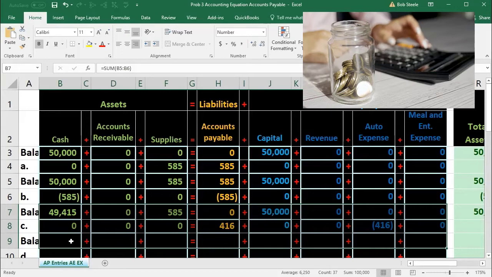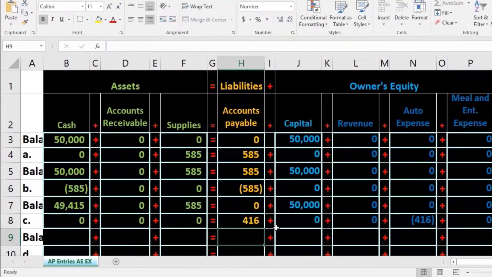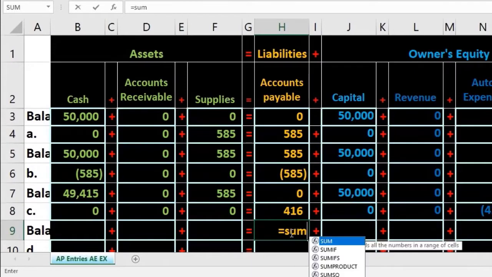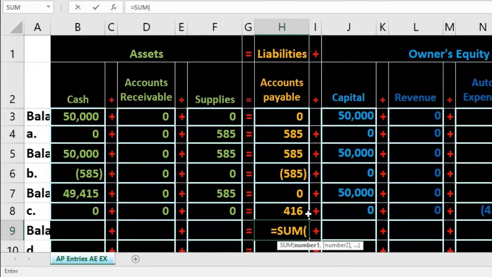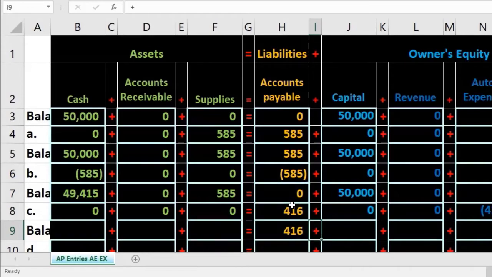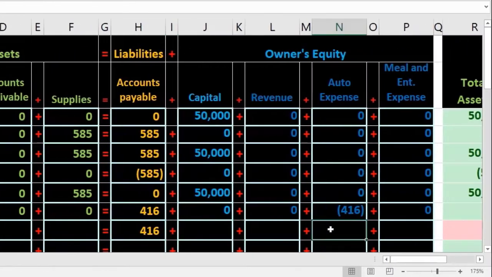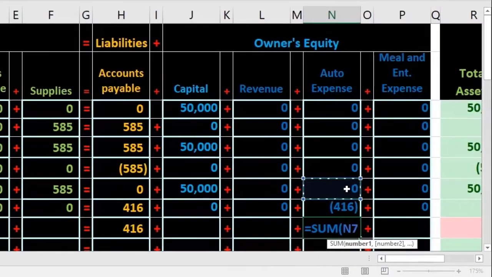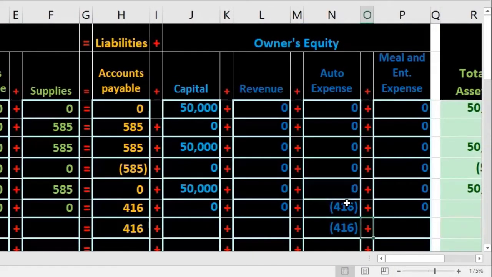We'll start with the rows with activity, which will be first this row here with our current transaction. So we'll be in H9, equals SUM, double click the sum function, highlight the 0 and the 416, and tab. We're then going to move over here to N9. We're going to say equals SUM, double click the sum function, highlight the 0 and the 416, and tab. So there are those activities.